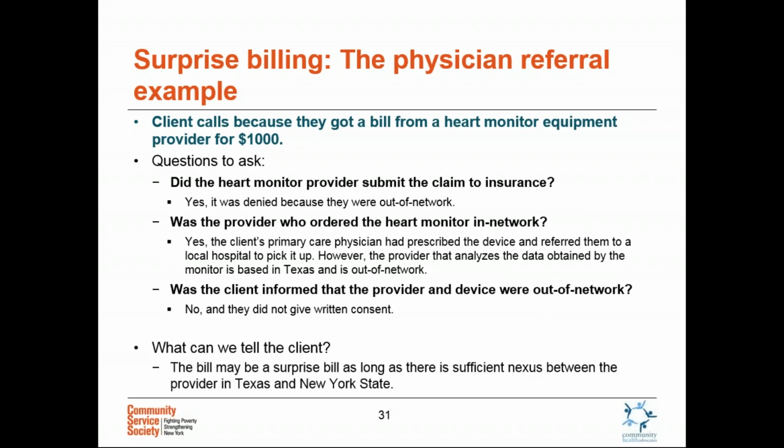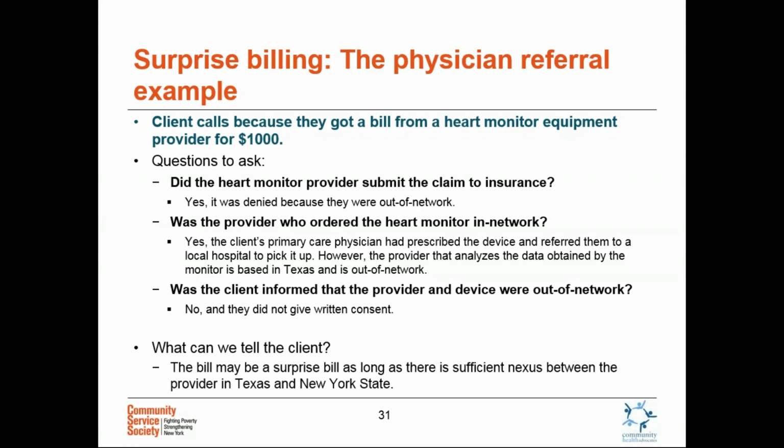Let's do another example. The client calls because they got a bill from a heart monitor equipment provider for $1,000. Questions to ask the client. Did the heart monitor provider submit the claim to insurance? Always checking for that. In this case, the client says yes, and it was denied because the heart monitor equipment provider was out of network.